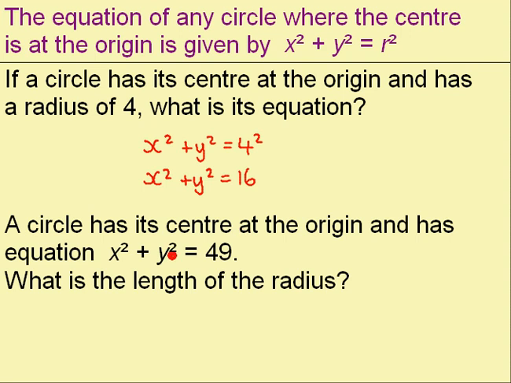In this second part, I'm given the equation and asked for the length of the radius. So remember, it's x squared plus y squared equals r squared, and we've got 49, so r squared is 49. That tells me that the radius must be the square root of 49, which is 7.